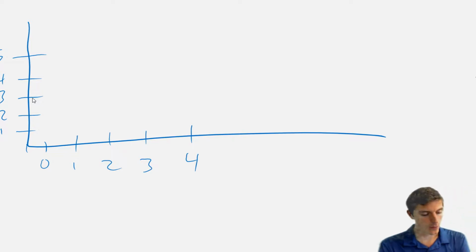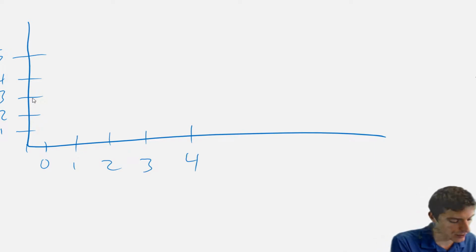So this is how many times people fill up with gas each month. So I have four, the first one's four, five, six, so on and so forth. So a couple different ways to do it. I'm just gonna look through and see how many zeros I have. So I have two zeros. So I'm just gonna put a dot there at one and a dot there at two.